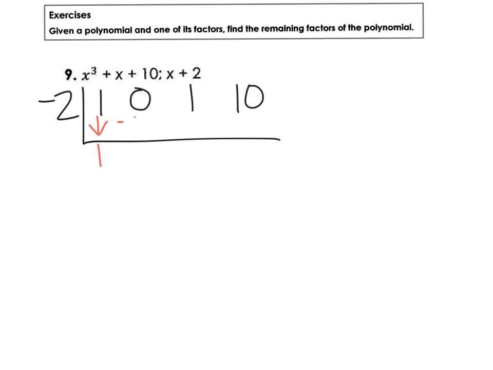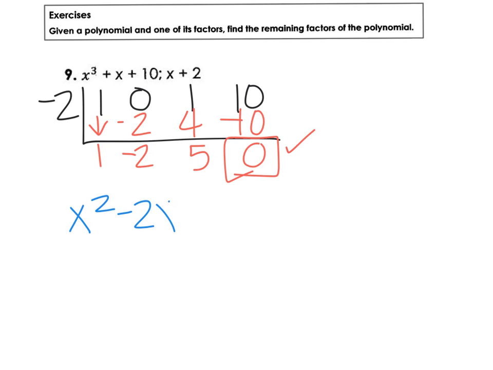Bring down your first term. Negative 2 times 1 gives you negative 2. Negative 2 times negative 2 gives you positive 4. 5. Negative 10. 0. Our remainder is 0, so x plus 2 is in fact a factor of the polynomial. All right, now we want to write what's left over after we factored out the x plus 2. So we're left with x squared minus 2x plus 5.